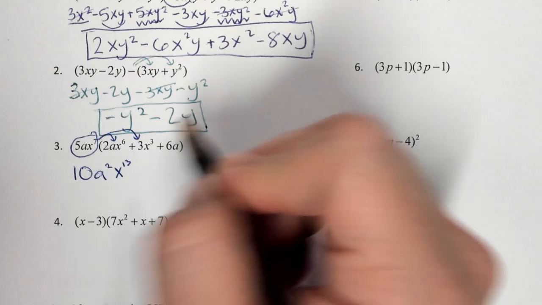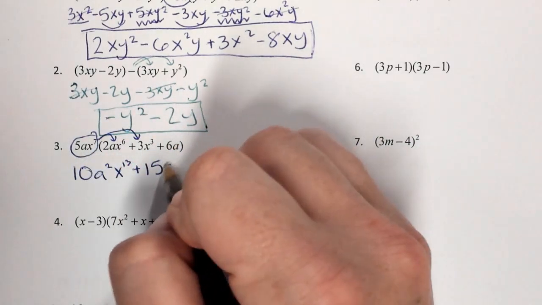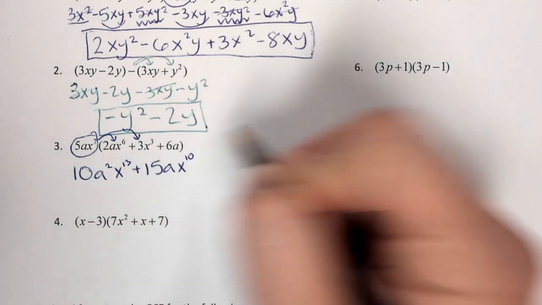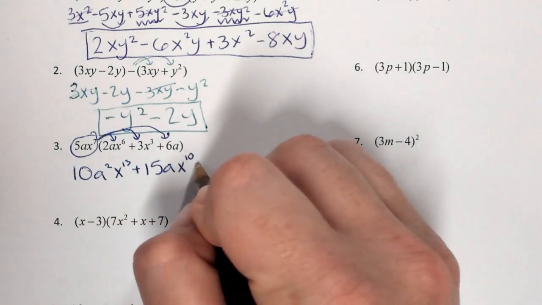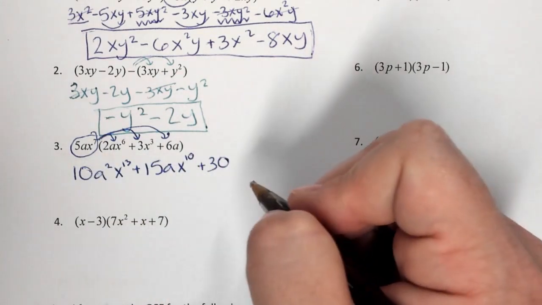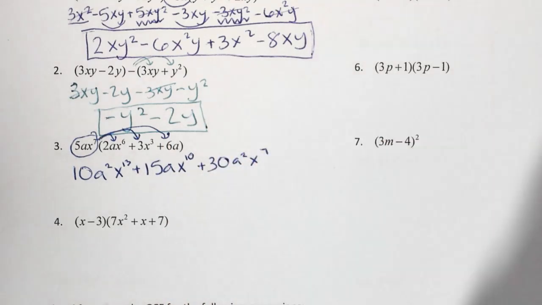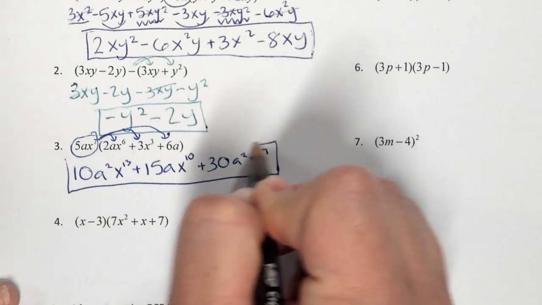Then we're going to distribute this. 5 times 3 is 15. A, and then 7 and 3, so that's 10. And then 5 times 6 is 30. A times a is a squared, x to the 7th, because there was nothing to combine with that. So there is our answer.